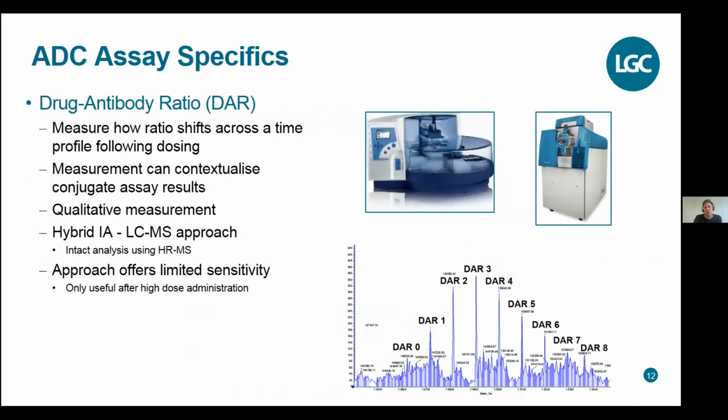Just wanted to briefly touch on drug to antibody ratio. This is a technique that is used to characterize ADCs after labeling to determine the average number of payloads on the molecule. But what we can actually do is implement this technique across an in vivo profile to see how that ratio changes upon dosing, and this can really help to contextualize those conjugate assay results. It is a qualitative measurement, and we can implement that by using a high resolution mass spec approach. But because we're monitoring the molecule intact, it does offer limited sensitivity.